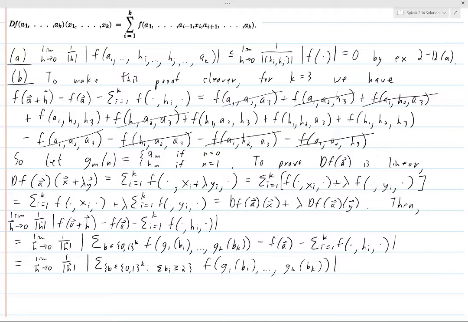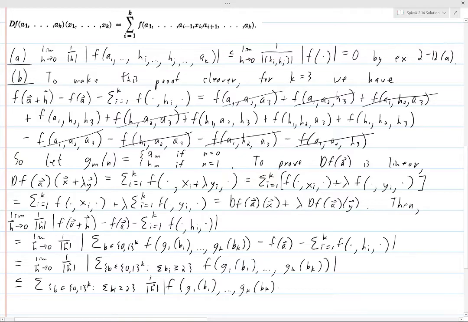All right, and so this is going to be less than or equal to, basically we just use the triangle inequality here, and so this is going to be less than or equal to the sum of all b in {0,1}^k, such that the sum of the bi's is greater than or equal to 2, of 1 over the norm of h, then we've got f of g1, b1 through gk, bk. All right. And so what is, oh, I'm missing a limit.